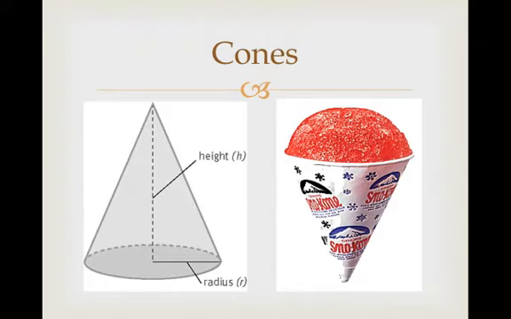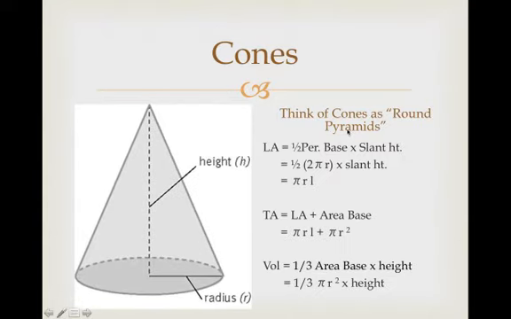As you can see from the pictures, cones really are just round pyramids. So the formulas for lateral area, total area, and volume are going to be similar to that of pyramids. Lateral area is going to be 1/2 the perimeter of the base times the slant height, just as it is for a regular based pyramid.